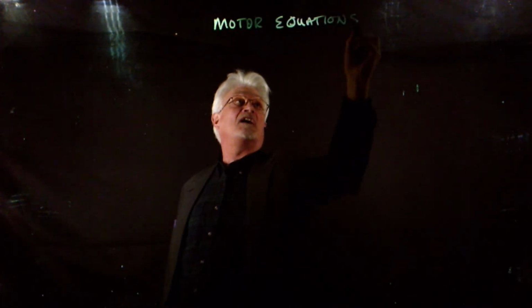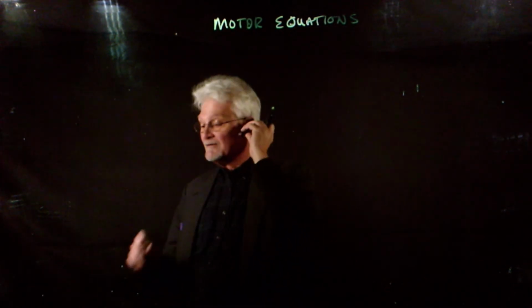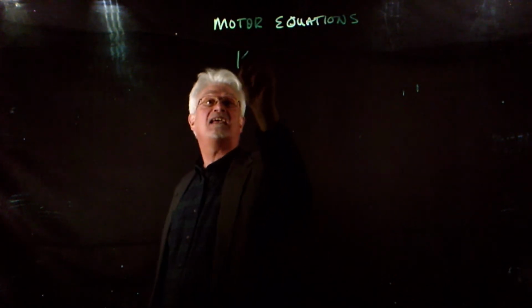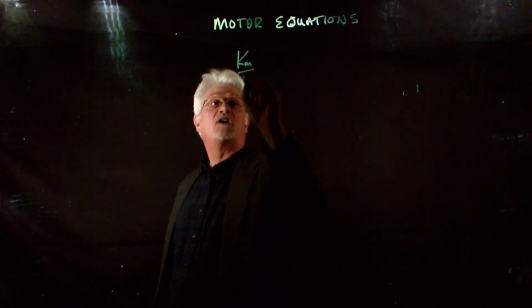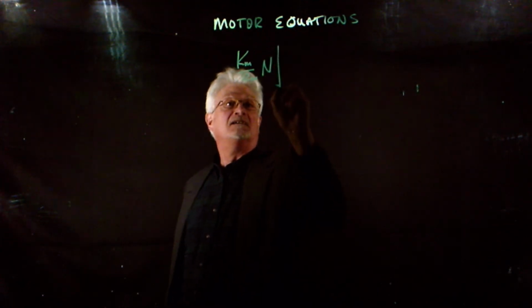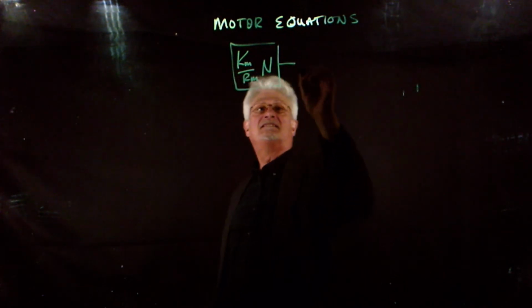We've gone through and worked these out from first principles. That works all the time. Those are good. And now let's see what we're going to do with the motor equation. So we've got Km over Rm, we've got N, that is the gear ratio.